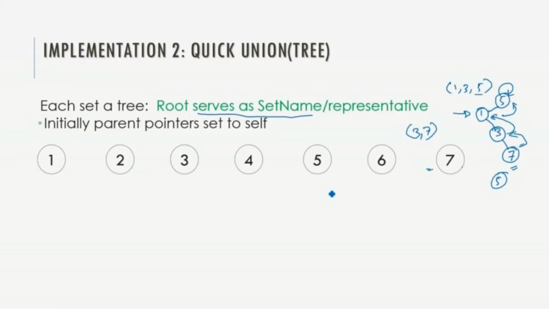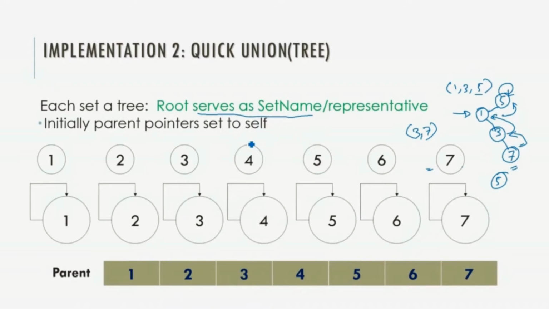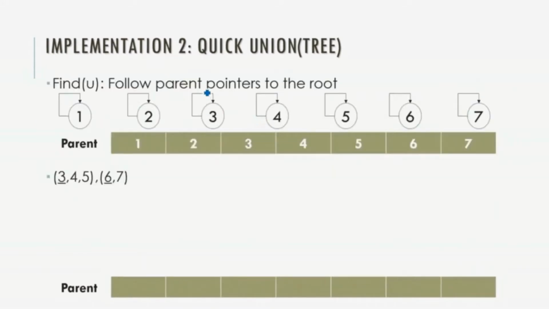Initially every set consists of a single element, so every node will act as the representative of the corresponding set. So initially the parent array is the same as the previous approach. Let us perform the find operation. We know that the find operation finds the representative of the set, and now the root is the representative of the set.